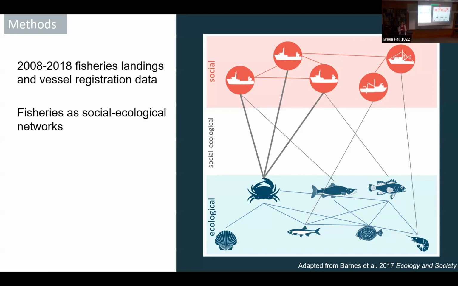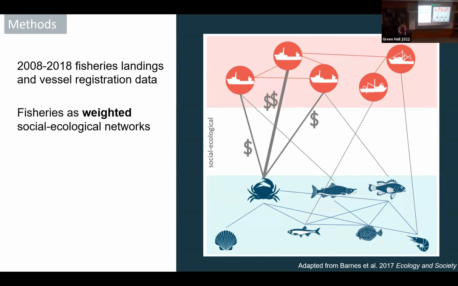I'm gonna interchangeably use the word edge, link, and tie because I can't stop myself. And that's basically just any connection between 2 nodes in the network. And then the nodes are the fishing vessel icons or the species icons, just to make sure we've got that clear before I really get into it.